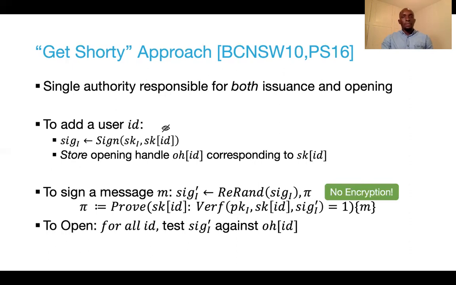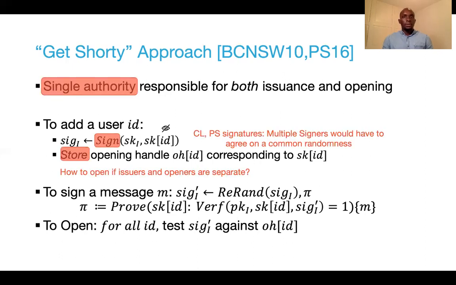The main benefit of this approach is that it doesn't use any encryption to allow for traceability, and instead leverages opening handles that are stored during issuance. But there are several issues with this approach, especially if one aims at distributing the roles of issuers and openers. The first is that there is a single manager responsible for both issuance and opening, and this is crucial for the scheme, as the manager must store an opening handle for each member, to later be able to open signatures if necessary.